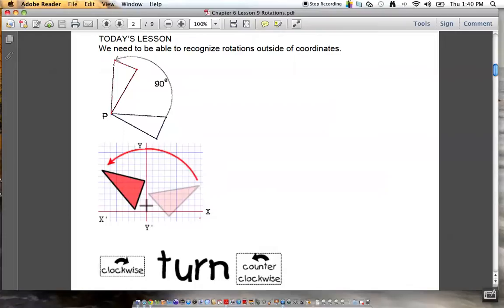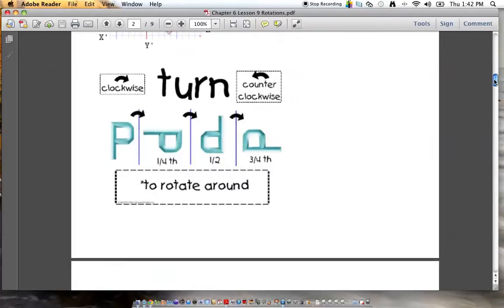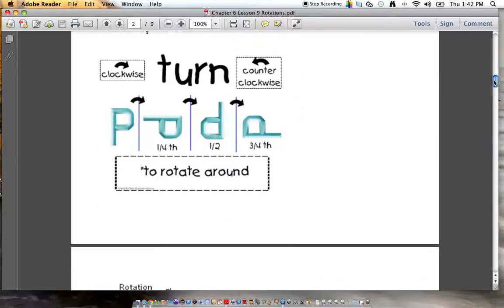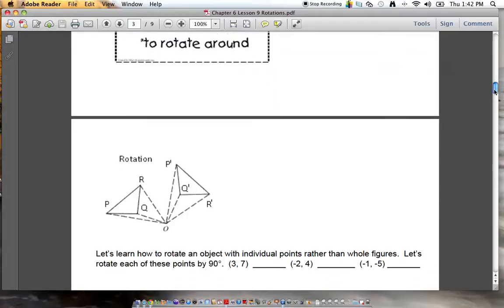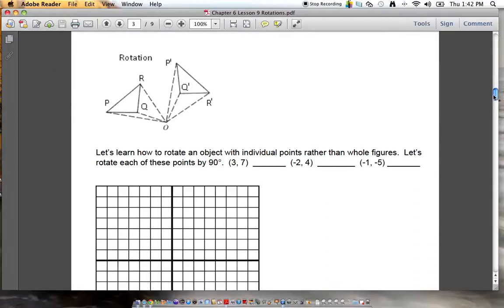A little more about counterclockwise and clockwise. If we turn clockwise, we go this way. Counterclockwise, we go that way. Here's the letter P. A quarter turn. Here's another quarter turn. That makes it a half turn altogether. Another quarter turn makes it 3/4 of a turn. If you do one more turn, which figure will you end up looking like? P. Very good.